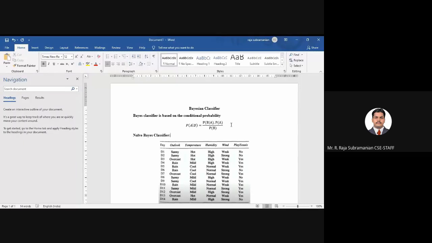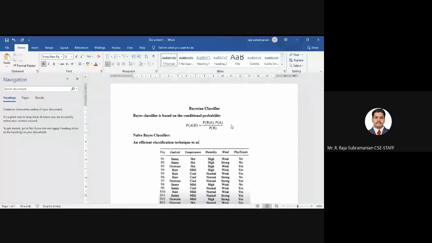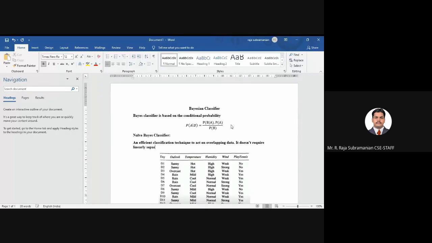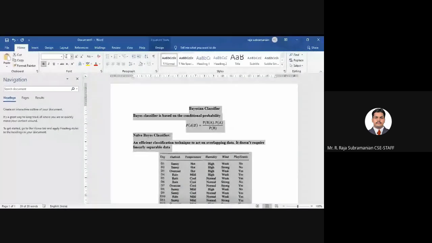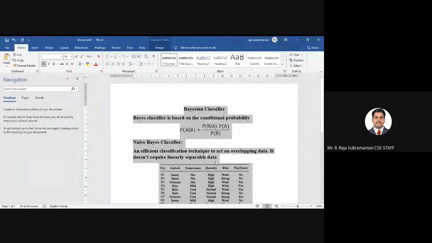This naive-Bayes classifier is very efficient in classifying the given set of inputs even though they are not linearly separable. That is the most important point. It is an efficient classification technique that acts on overlapping data, or I can say it does not require linearly separable data. I'll increase the font size for betterment. So it does not require linearly separable data.